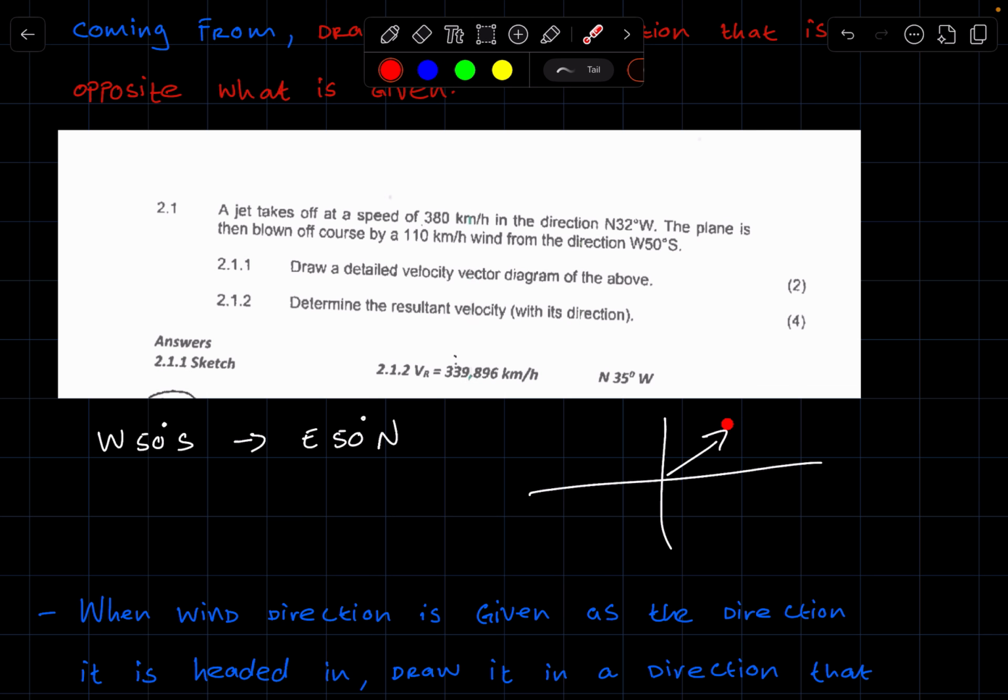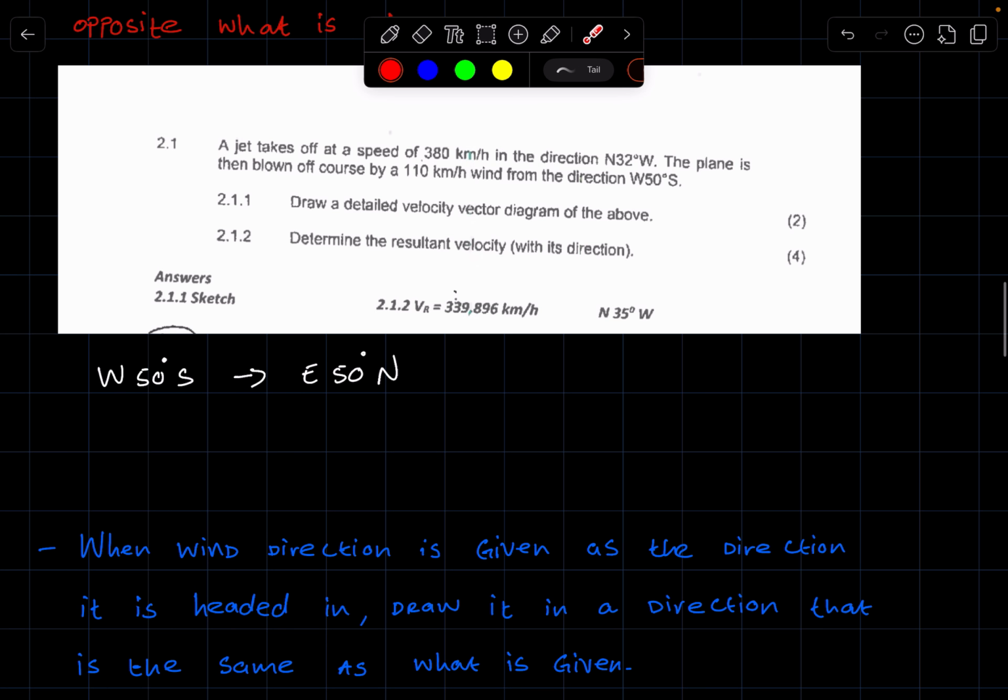Hence, me saying if your wind vector is given from the perspective of where the wind is coming from, you have to draw it in a direction that is opposite the one that's been given. Opposite of this is that. Opposite of west 50 degrees south is east 50 degrees north. So that's just one of the ways in which wind direction can be given.